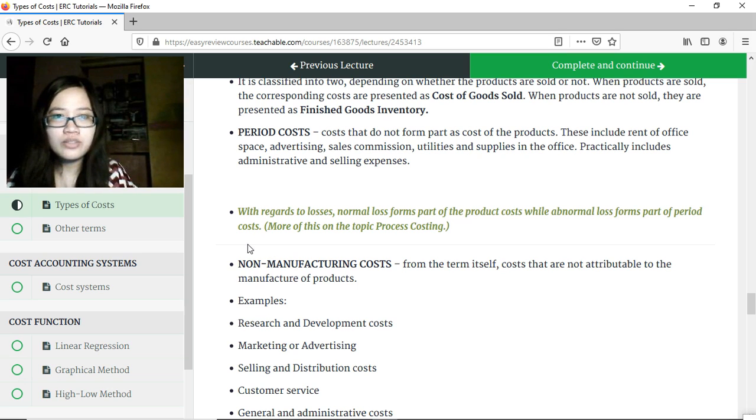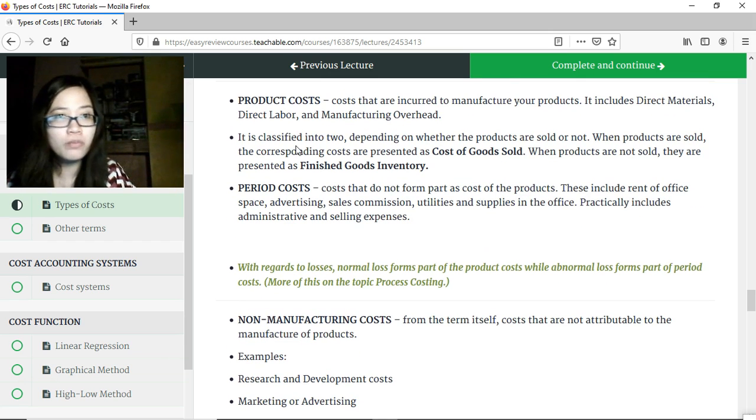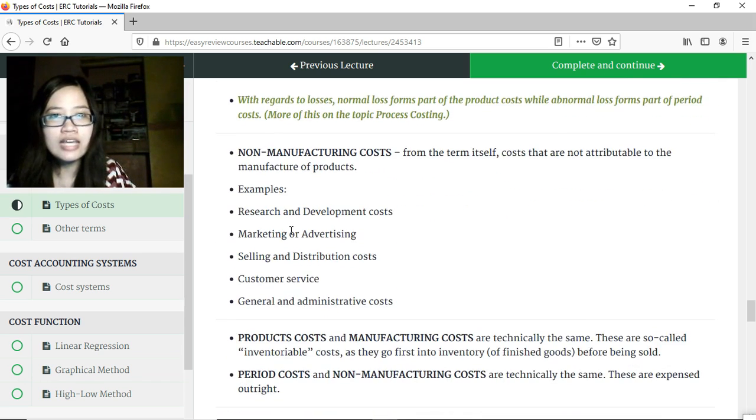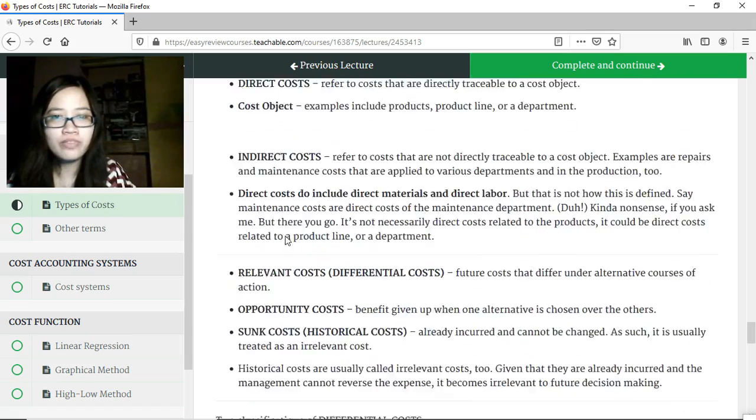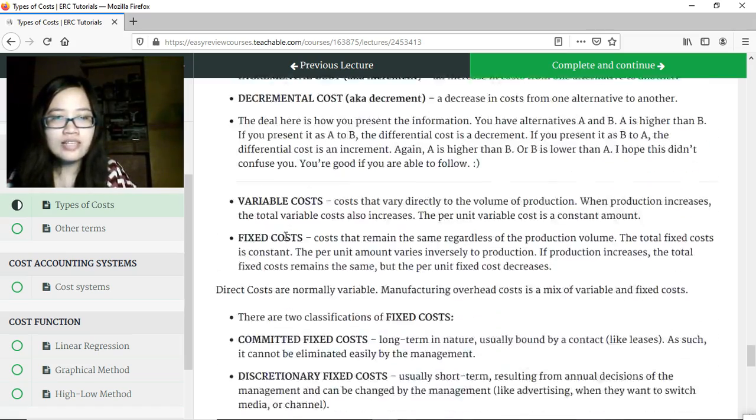Okay, with regards to losses, normal loss forms part of the product cost, while abnormal loss forms part of period cost. So, merong separate topic tayo dito. Didiscuss natin siya sa process costing. Pero with regards to the classification, kung product cost ba siya or period cost, kapag normal loss, so part pa siya ng product cost, pag abnormal, sa period cost siya, charge. Alright? So, that's about it.